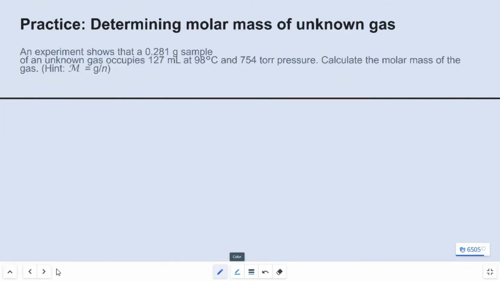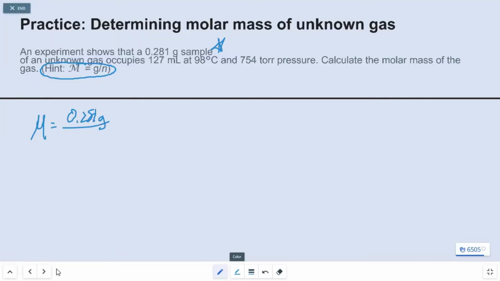Our last example today, we'll do using the ideal gas law to figure out a molar mass. Now, with molar masses, we know that a molar mass is simply grams divided by moles. So we are told here initially, we've got that many grams, 0.281. What we need to figure out is the number of moles. So let's go ahead and write that down right now. We have 0.281 grams of the sample over some number of moles. Don't know it yet.